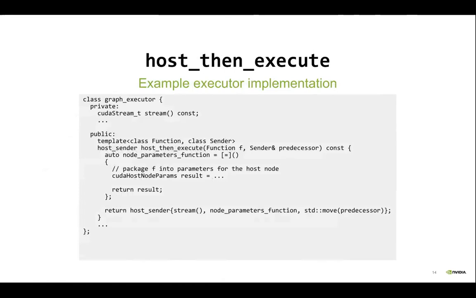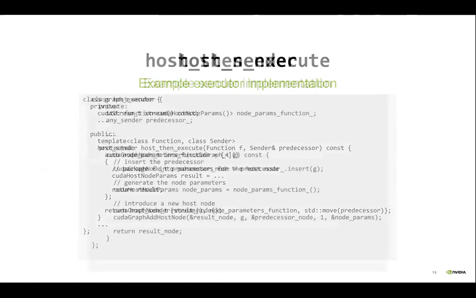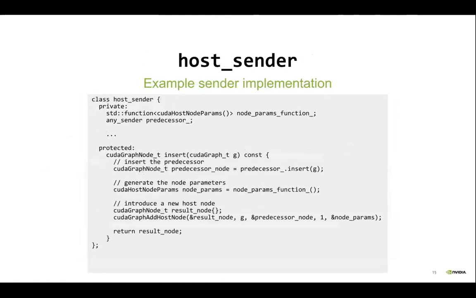Inside here, I'm going to create a lambda function that's going to package up any parameters from this node and return this special type that the CUDA API expects when describing the node. And then I just finally create one of these host sender types. I tell it which stream it's going to be running on. I give it this parameters function, and then I take the predecessor and give it to the host sender. So that's the first step, where the graph executor is describing the DAG through these senders and functions. And then you can take a look at the implementation of one of these host sender objects.